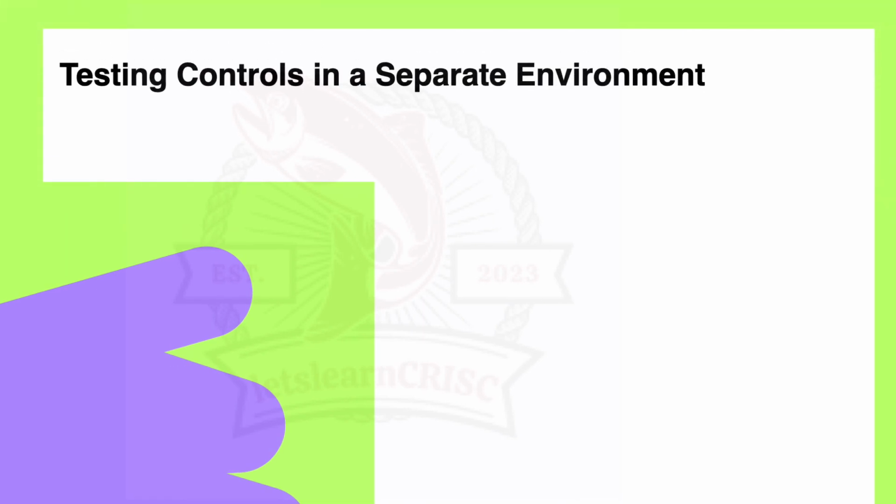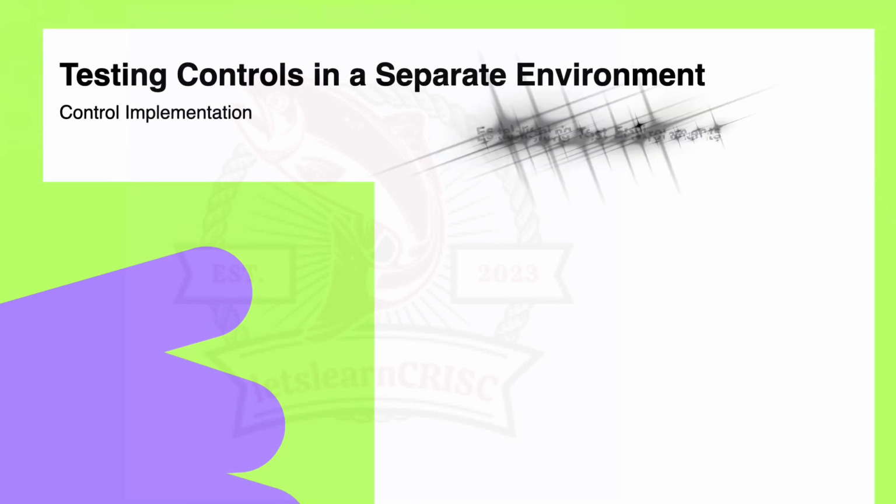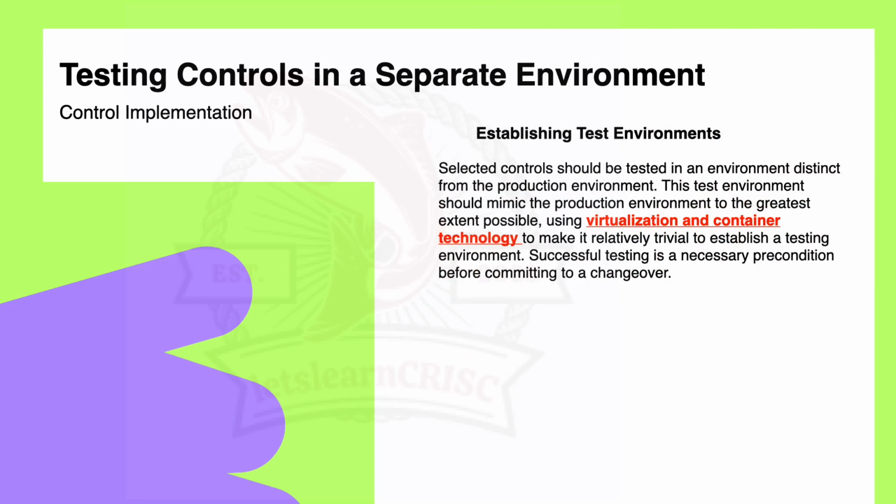So the first is testing controls in a separate environment. In this, friends, the first step is establishing a test environment. Before making changes to the actual system, like the production environment, it is important to test those changes in a separate environment that closely resembles the real one. Just taking an example, imagine you want to update the software your company uses for customer orders. Instead of doing it directly in the live system, you first create a duplicate environment to test the changes. This helps to ensure that the updates won't cause issues when applied to the actual system.